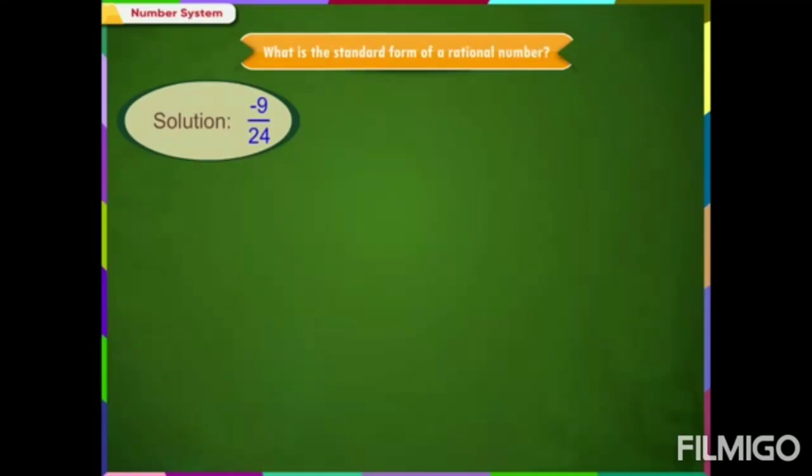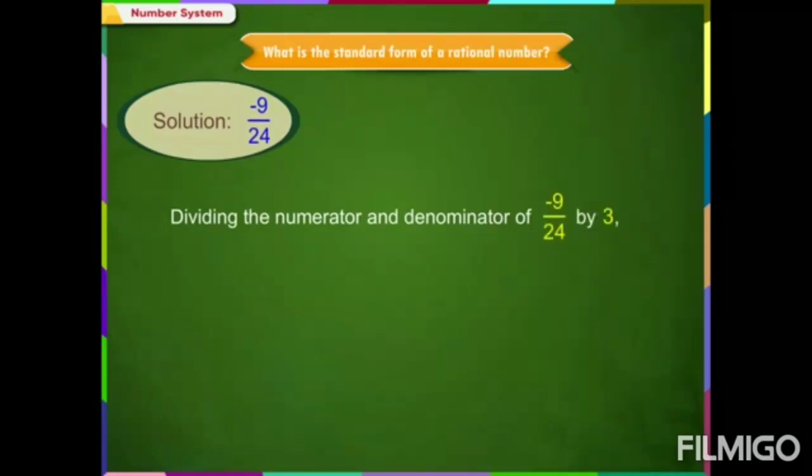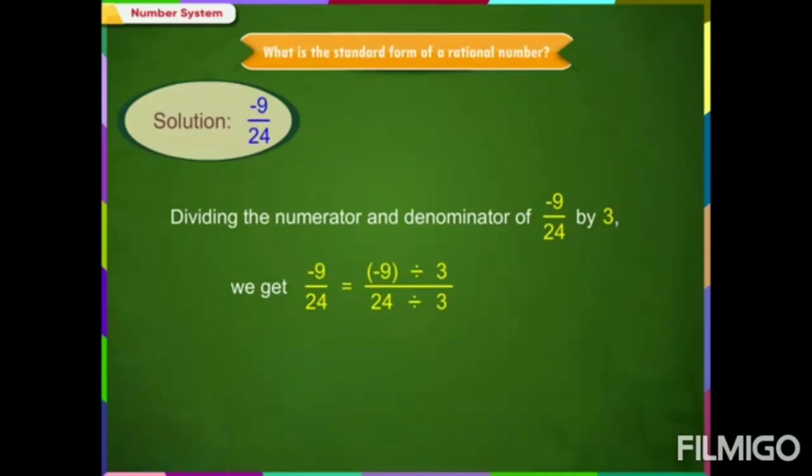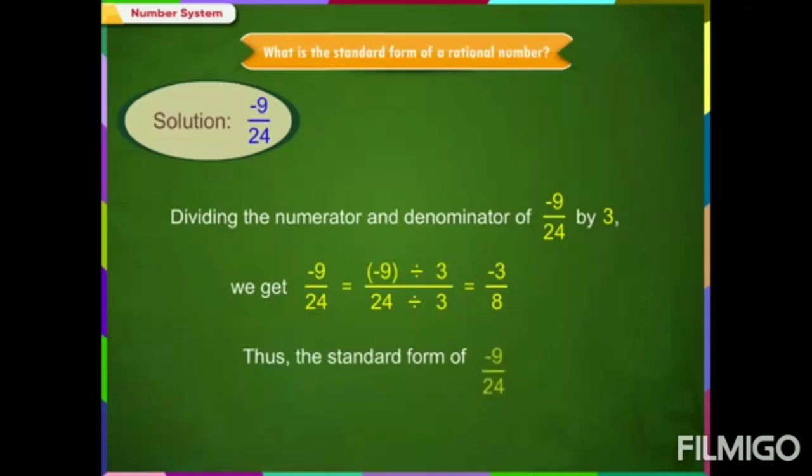Minus 9 by 24. The denominator of the rational number minus 9 by 24 is positive. In order to express it in standard form, we divide its numerator and denominator by the greatest common divisor of 9 and 24. Dividing the numerator and denominator of minus 9 by 24 by 3, we get minus 9 by 24 is equal to minus 9 divided by 3 by 24 divided by 3, which is equal to minus 3 by 8. Thus, the standard form of minus 9 by 24 is equal to minus 3 by 8.